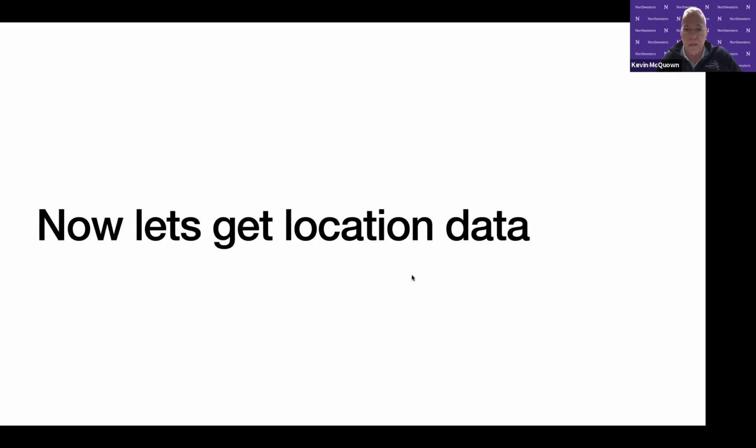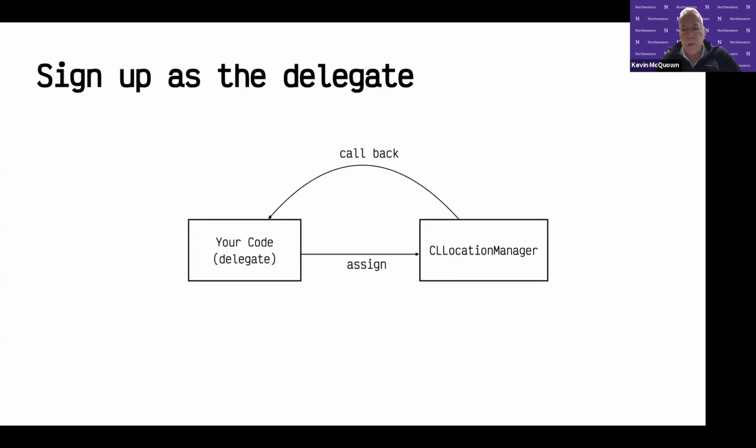So that's permissions. Now we've gotten through the permission piece, so let's look at getting location data itself. If we remember back in the delegation discussion, you have some object out here that needs a delegate to talk to, somebody it's going to send messages to or ask questions of so that it can perform the functions it needs to. Your code, whatever you're writing here, is the delegate, and the delegate gets assigned to be the delegate for the location manager. So the location manager wants to talk through this callback to your code.